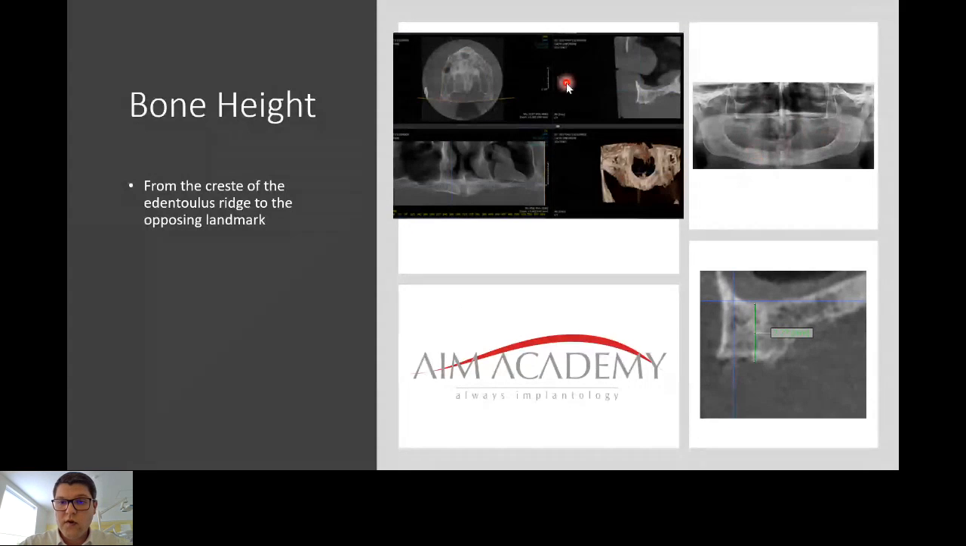I usually prefer to do a CBCT in order to prepare my cases, as you can see here. And standard, you measure the height of the bone from the crestal dental ridge to the opposite landmark. In this case, it's the nasal floor cavity, or if you can see here, we are speaking about the maxillary sinus.